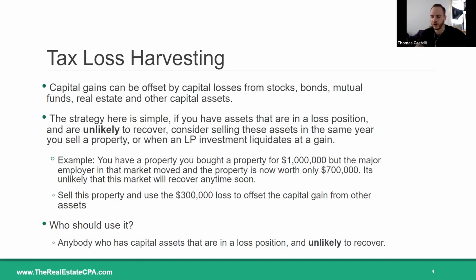Alternatively, you could have a loss on a stock. Oftentimes, we might see a client that invested in a stock where it went south and is just sitting on their books, if you will, or in their brokerage account. You could sell that stock and use the losses to offset the capital gains. So who should use this? Anybody who has capital assets that are in a loss position and unlikely to recover. Can't hammer that home hard enough: unlikely to recover.